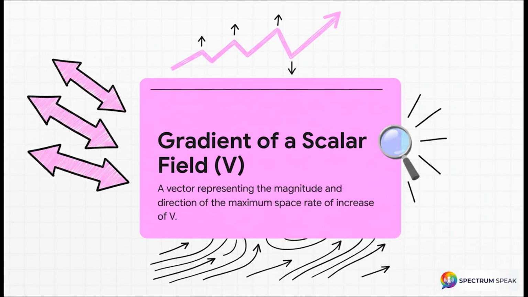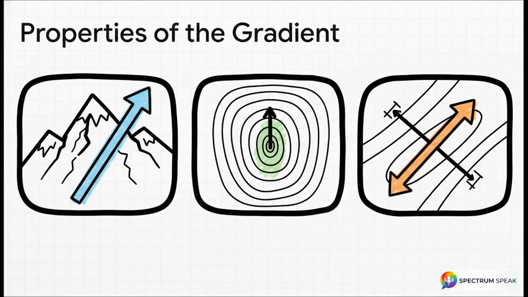Okay, so let's make it official. The gradient of a scalar field, and you'll see it written as grad V or with this upside-down triangle symbol, is a vector. That is the most important part to remember. It's not just a number, it has a direction. Its direction points you straight up the steepest path, and its length or magnitude tells you exactly how steep that path is.